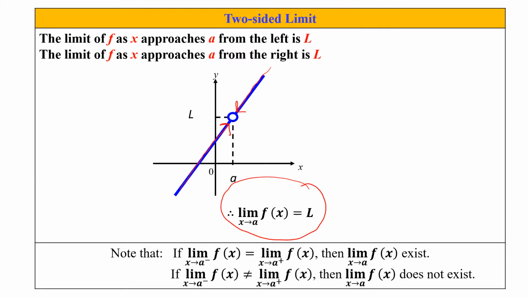Remember, the limit as x approaches a of f(x) exists if the right-hand limit is the same as the left-hand limit. But the limit as x approaches a of f(x) does not exist if the two one-sided limits are not equal. It means that the value of the right-hand limit is not the same as the value of the left-hand limit.